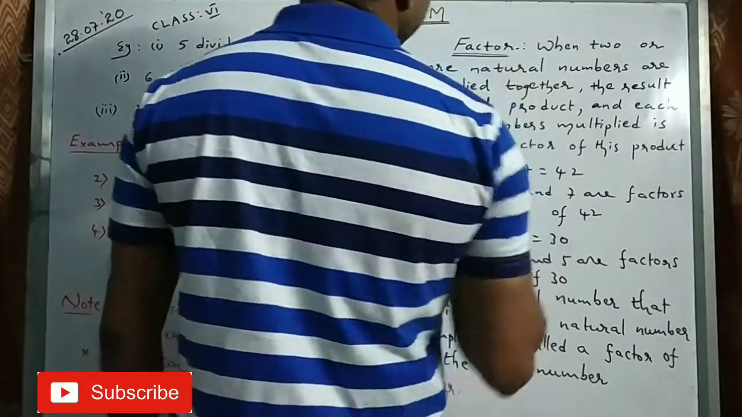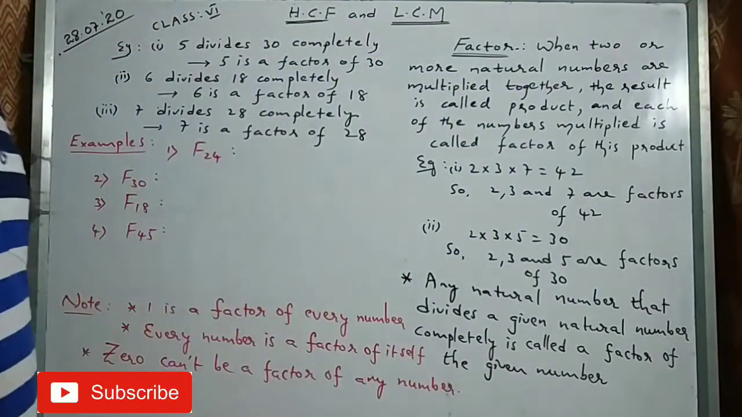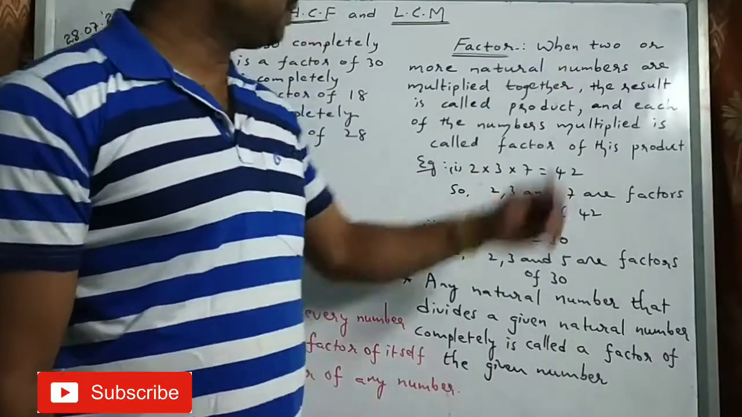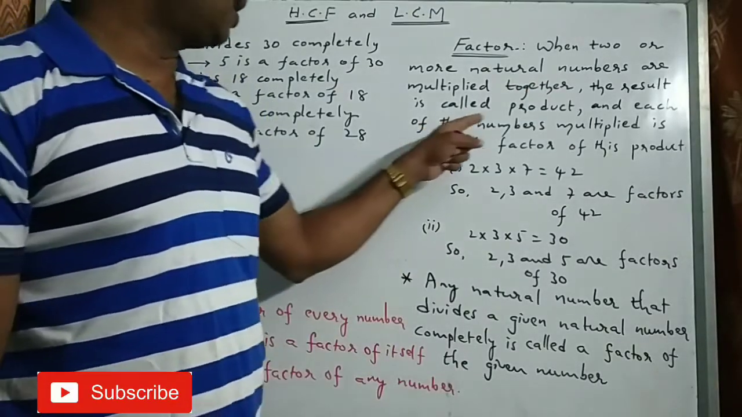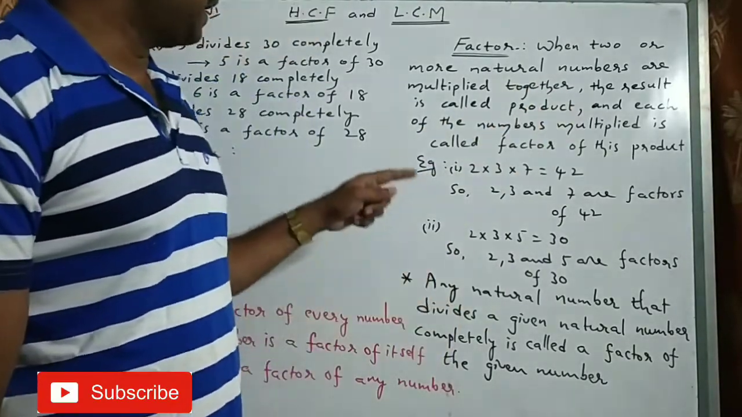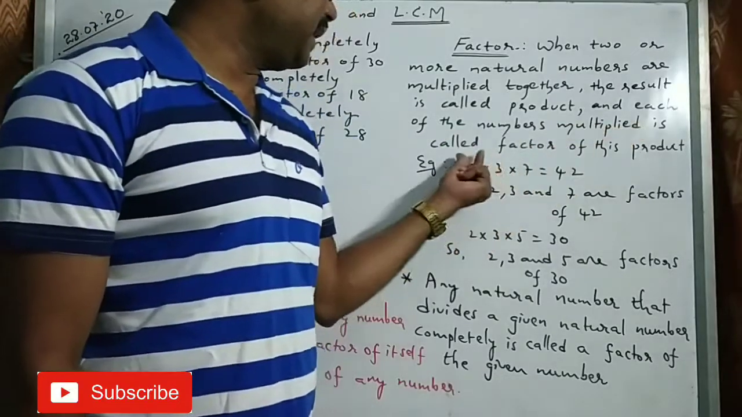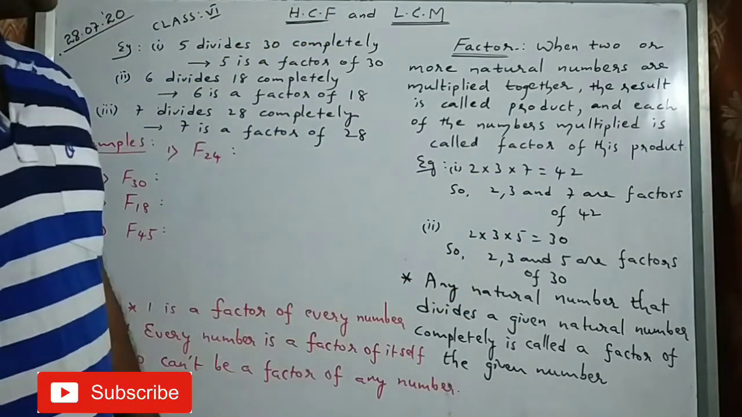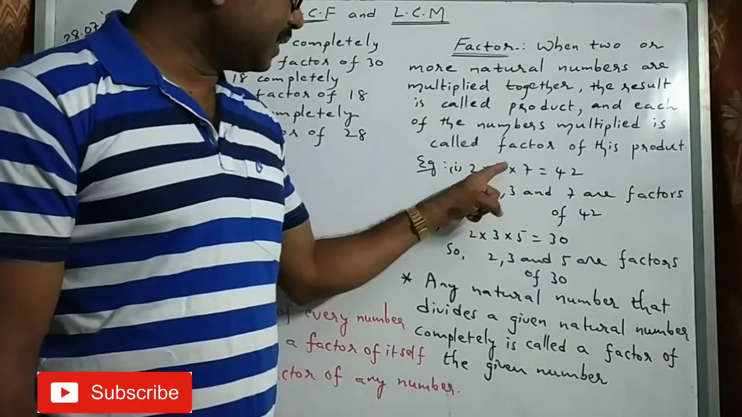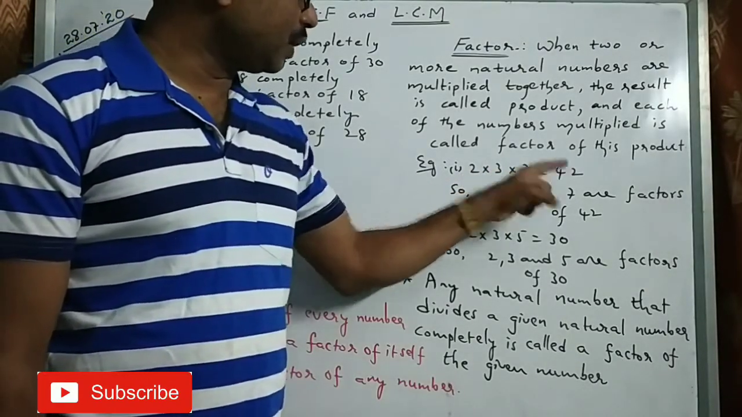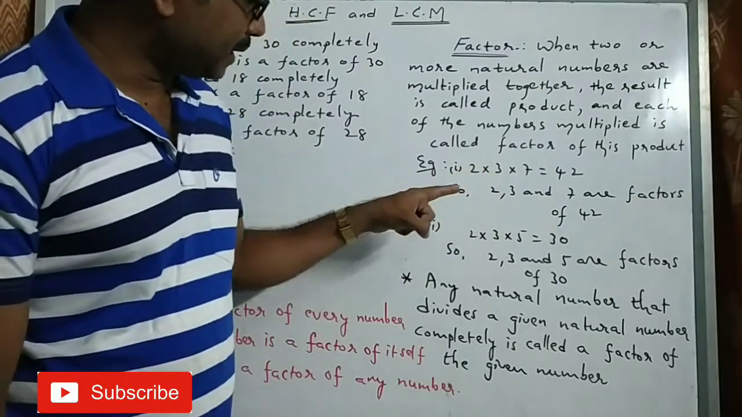What is a factor? When two or more natural numbers are multiplied together, the result is called product, and each of the numbers multiplied is called factor of this product. For example, 2 3s are 6, 6 7s are 42. All these are prime numbers, right?